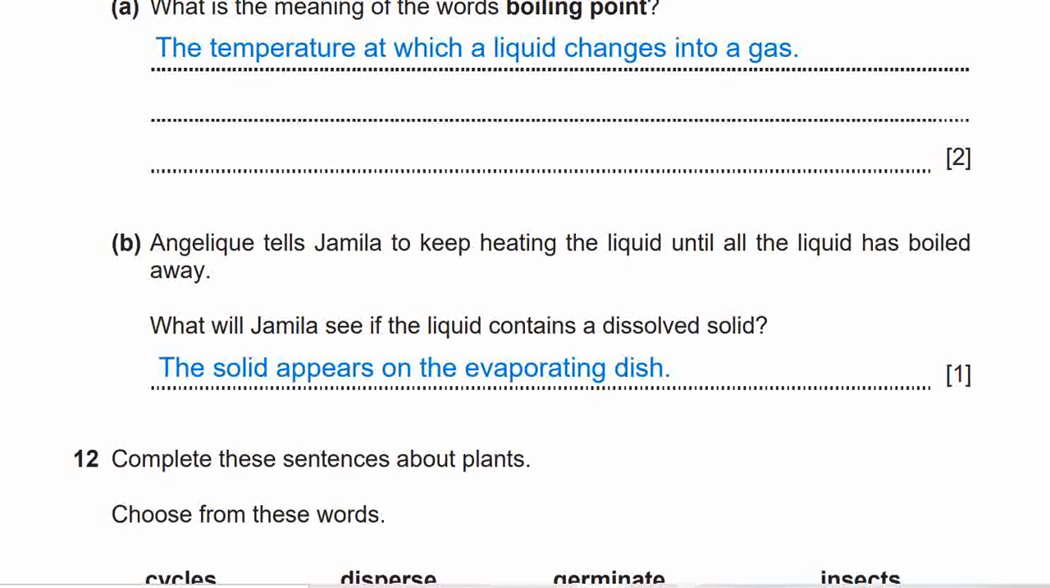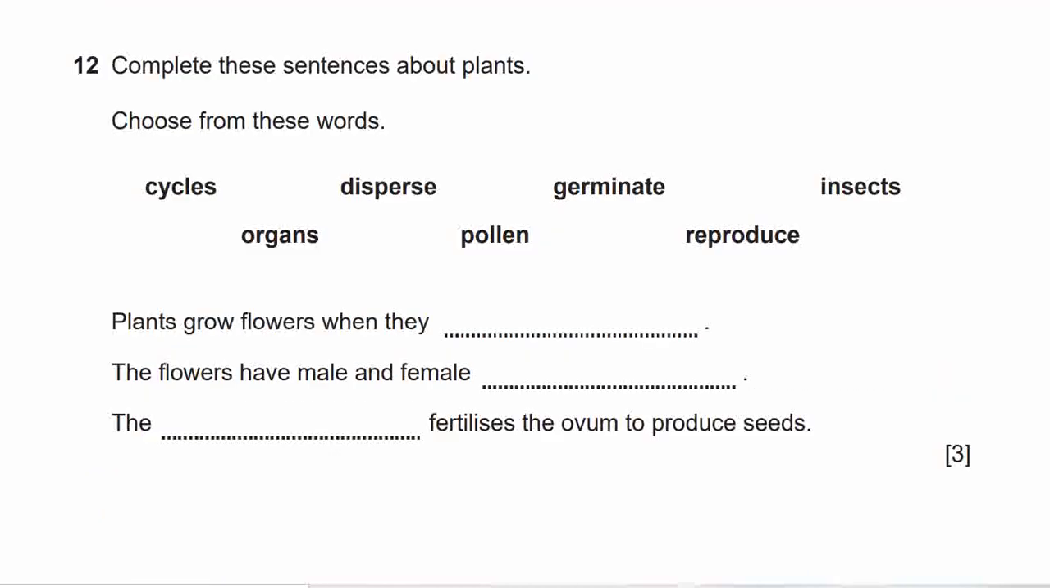Now let's move on to question 12. Complete these sentences about plants. Choose from these words: cycles, disperse, germinate, insects, organs, pollen, reproduce. Plants grow flowers when the flowers have male and female. The blank fertilizes the ovum to produce seeds. The flower have male and female organs.